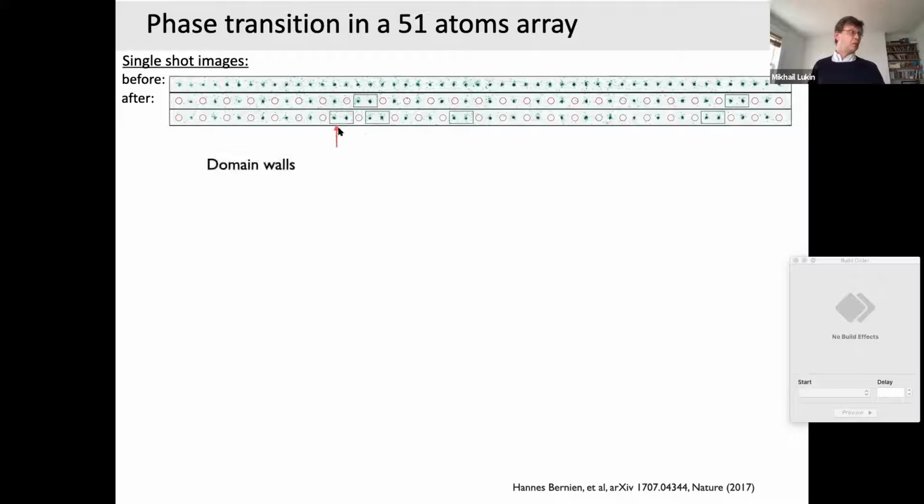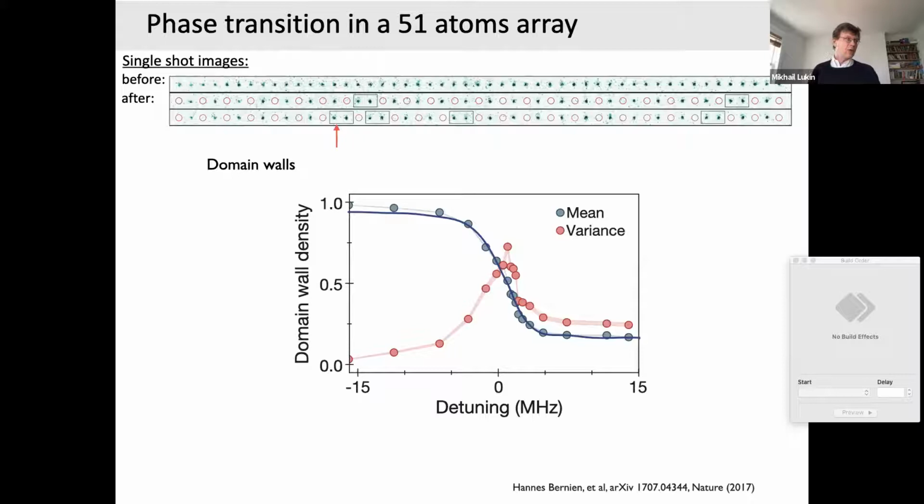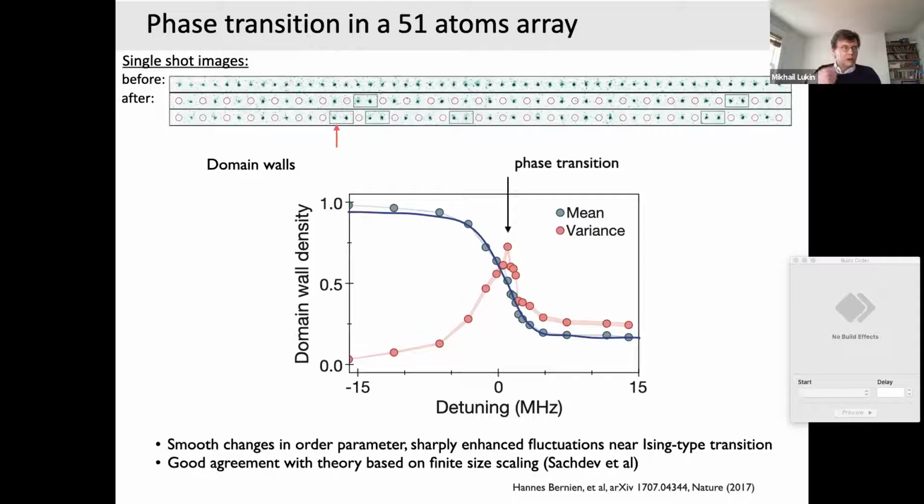And so you can, for example, look at domain wall density and the variance of the domain walls to really quantify and characterize the phase transition. What you see here is that the mean number of domain walls changes very smoothly, but the variance peaks, and it peaks at the point where the system is frustrated. It does not know which state to choose. So this is exactly the point of the phase transition, and that way we can extract where the phase transition occurs.